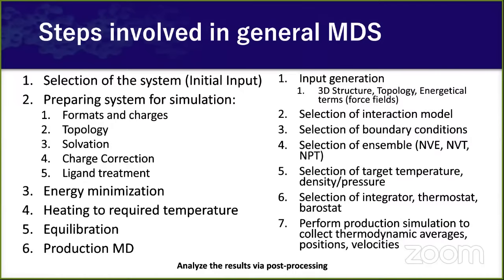So input generation is a very important step where you get your three-dimensional structures of your proteins, of your systems, by using different methodologies. Then the topology can be generated for proteins within the software that you're using, or proteins or DNA or any other common atoms. But for ligands, we have to generate the topology separately. The energy terms will come from the force field, so we have to select the proper force field for the process. Now, the next will be selection of the interaction model.